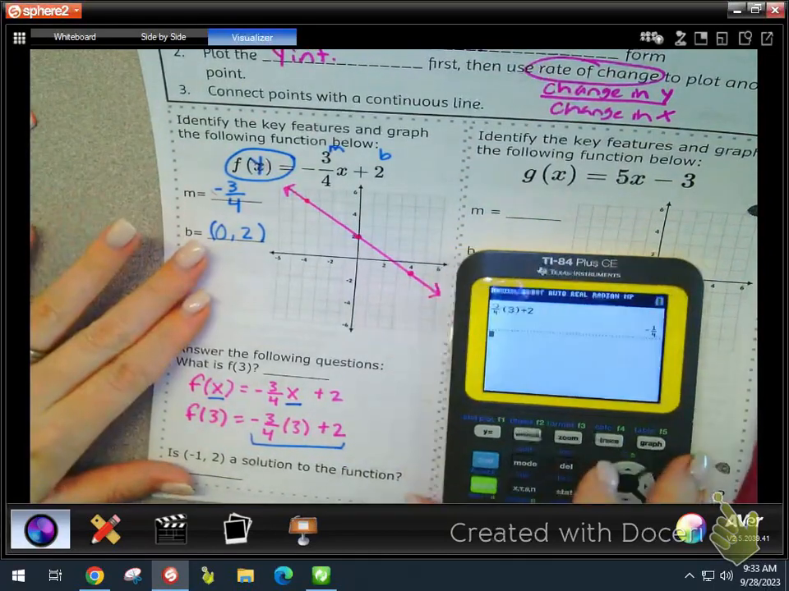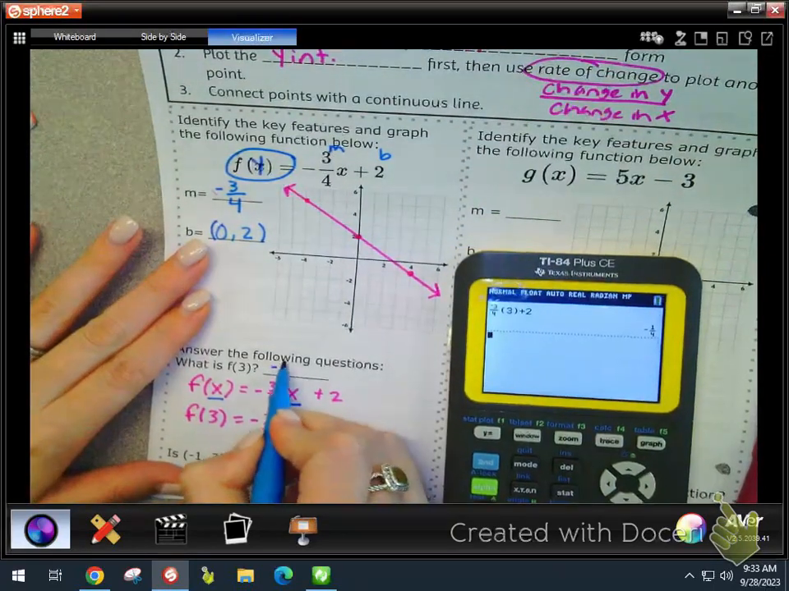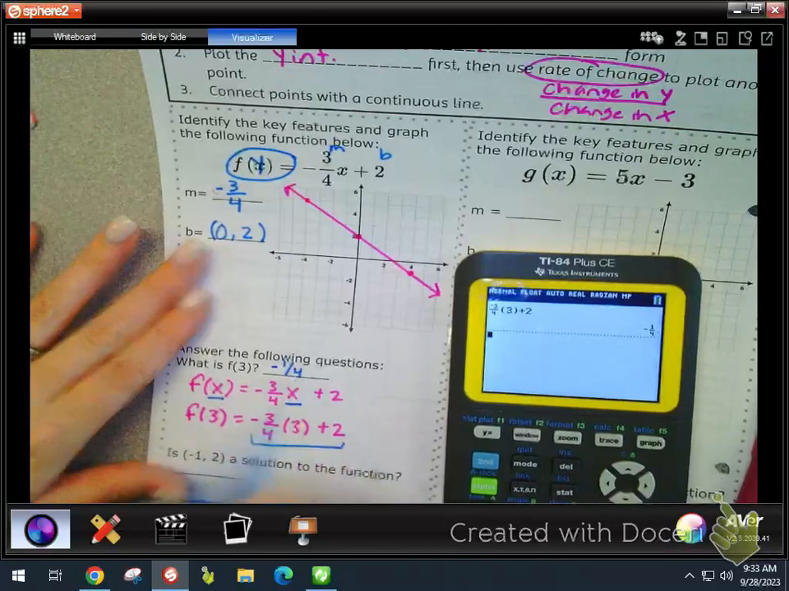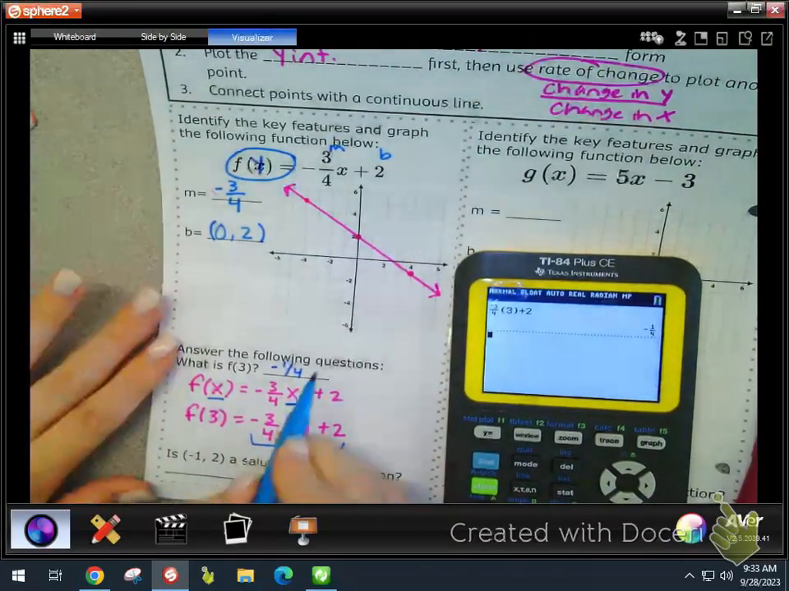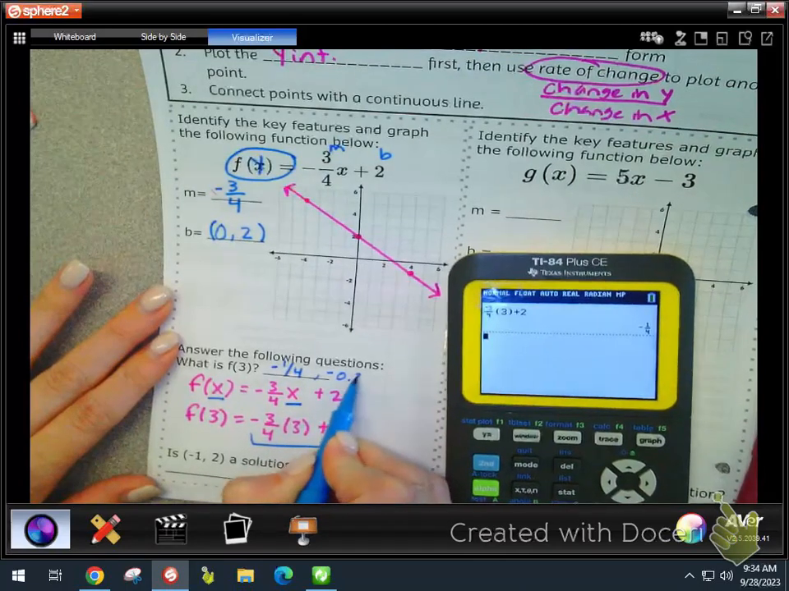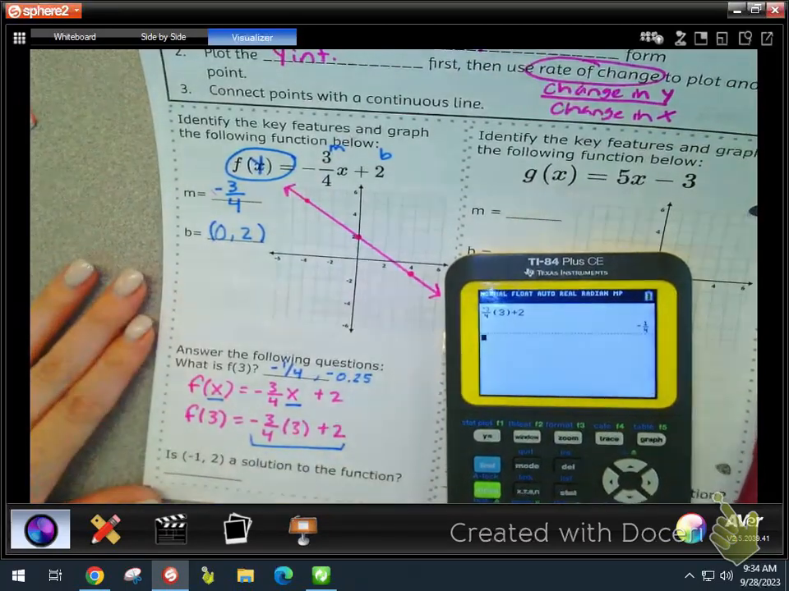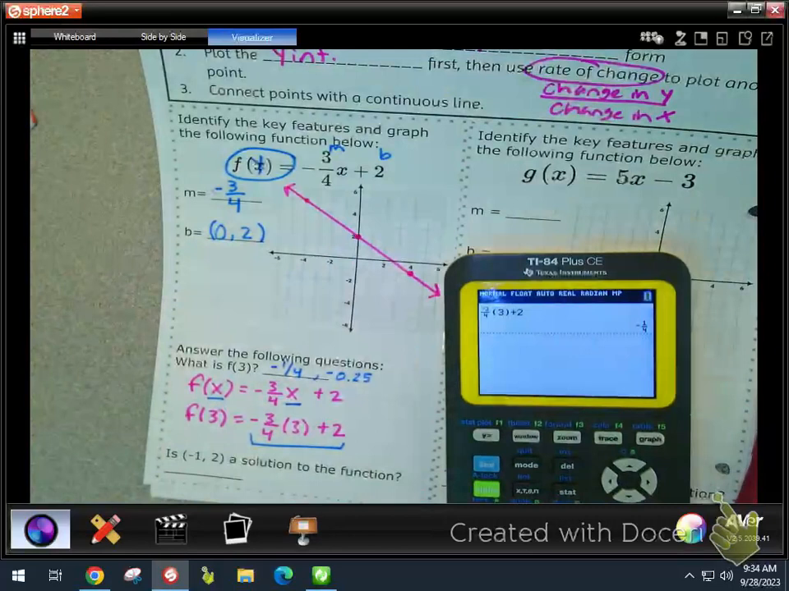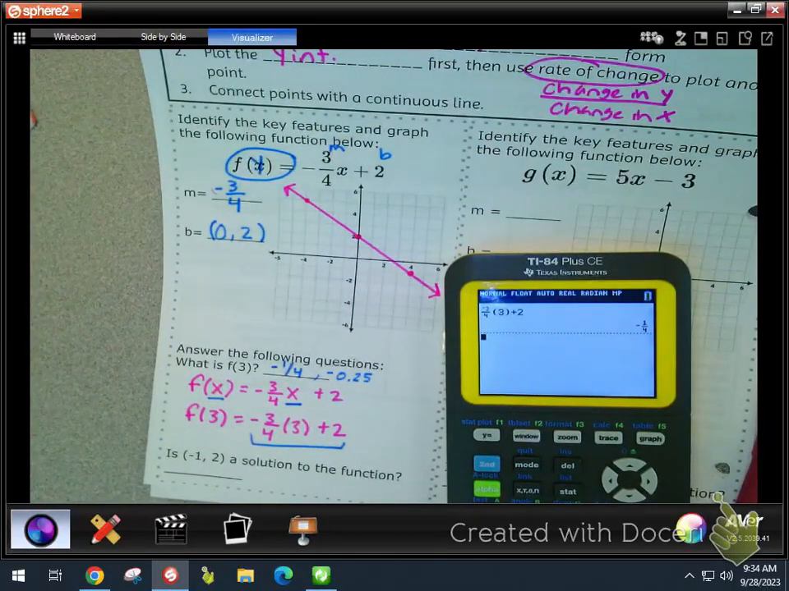So what's f of 3? Negative 1/4. If it wanted a decimal, what's a decimal? Negative 0.25. Okay? On the STAR test, sometimes they give you answer choices of fractions. Sometimes they give you decimals. Sometimes it's open-ended. You could put either. You'll probably be okay. So what does that mean?